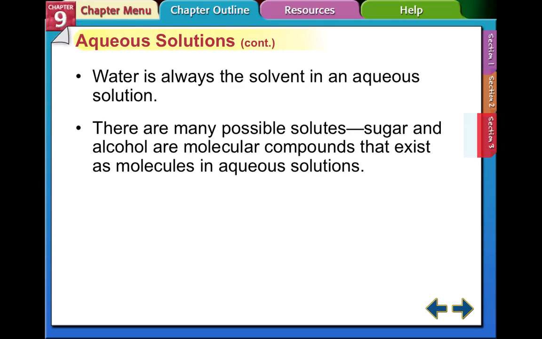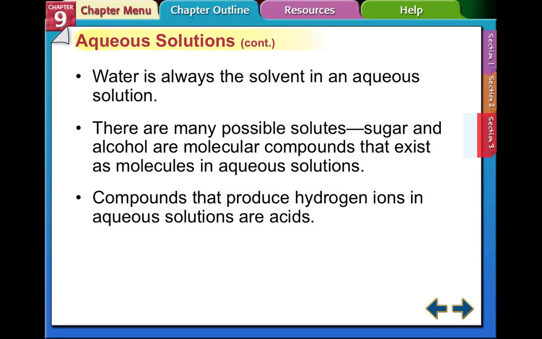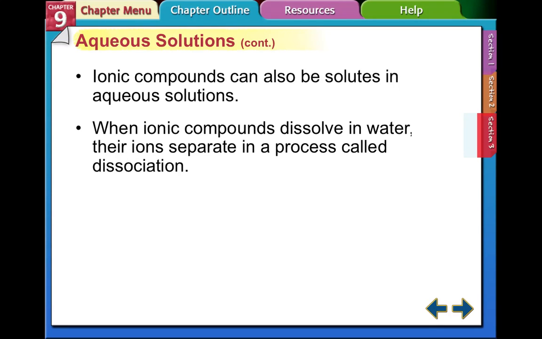There are many possible solutes. Sugar and alcohol are molecular compounds that exist as molecules in aqueous solutions. Compounds that produce hydrogen ions in aqueous solutions are called acids, and we have talked just a little bit about how to name and write an acid formula. Ionic compounds can also be solutes in aqueous solution. When ionic compounds dissolve in water, their ions separate in a process called dissociation. That means to break apart.